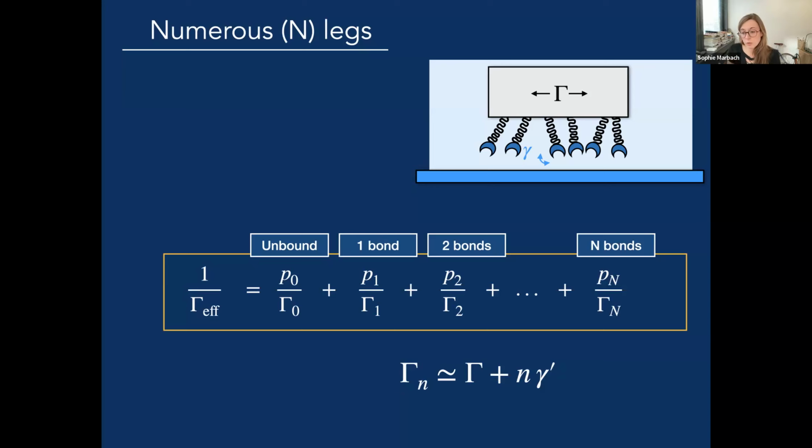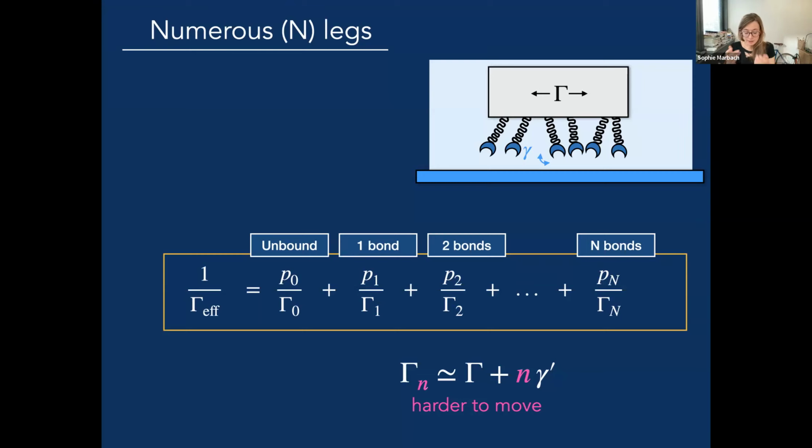And we can show that this friction coefficient scales linearly with the number of legs that are bound in that state, which makes sense because the more legs you have bound, the harder it is going to be to move. But a priori, it was not obvious if the scaling was linear with the number of bonds or quadratic or whatever.